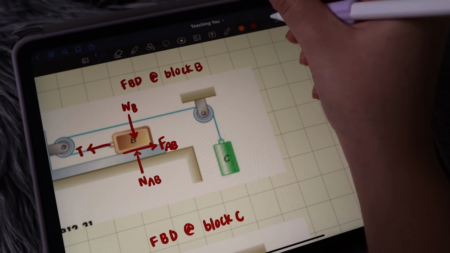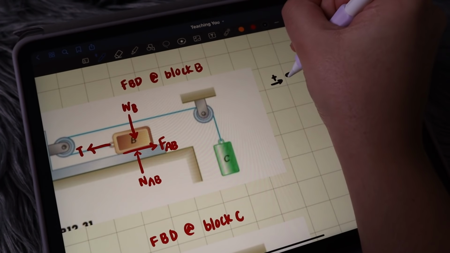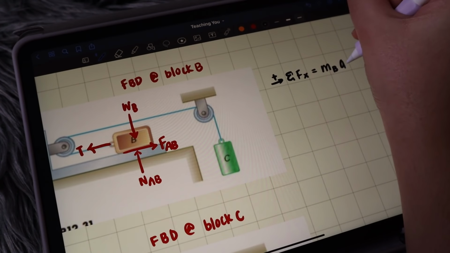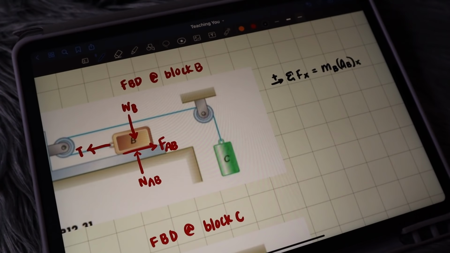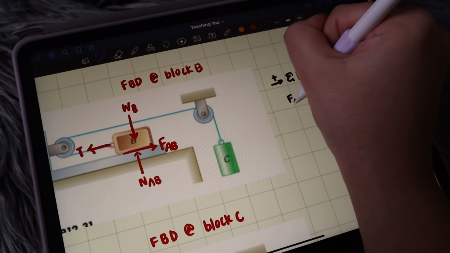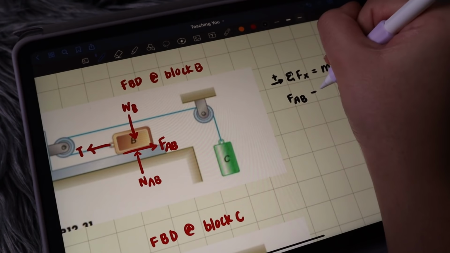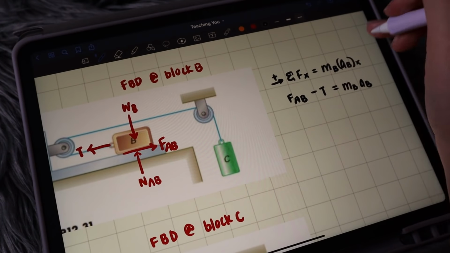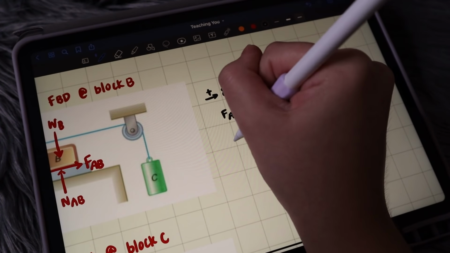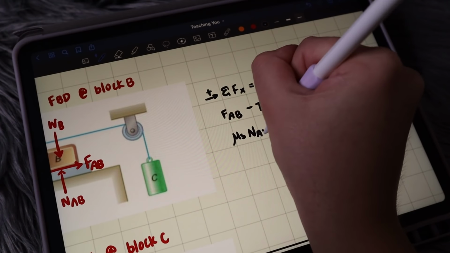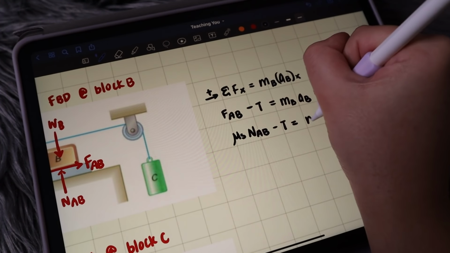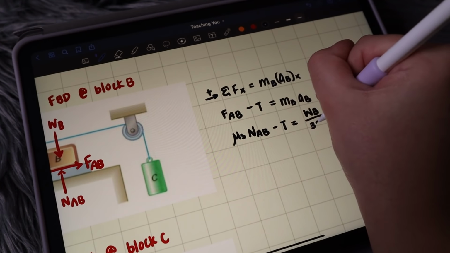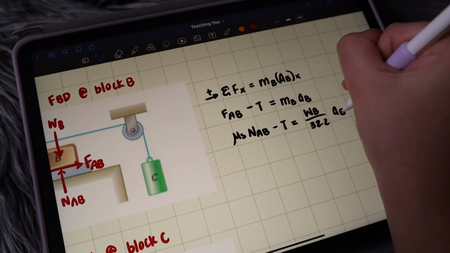Okay. So let's go ahead and add the sum of the forces in the X. I'm going to set that equal to MB, AB in the X direction. So we have a positive FAB, we have a minus tension, and that equals MB times AB. Again, this is going to be mu S times normal AB minus tension equals, we could actually just plug in weight B over 32.2, and then this is just AB.